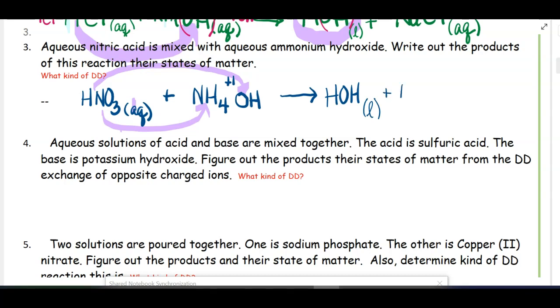And then NH4 plus is going to combine with NO3 minus 1. So minus 1 and plus 1, we've got the correct formula. Now I'm going back to negative 1, positive 1, just to make sure I have the correct formulas. This is aqueous, all right? And this is aqueous. Aqueous is a state of matter in a chemical reaction. It means dissolved in agua.